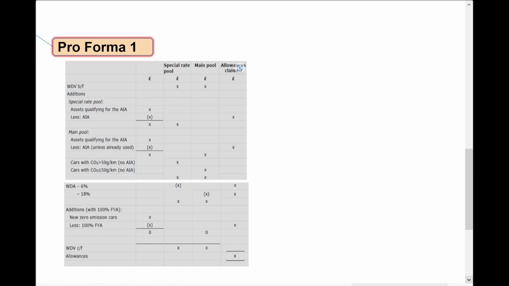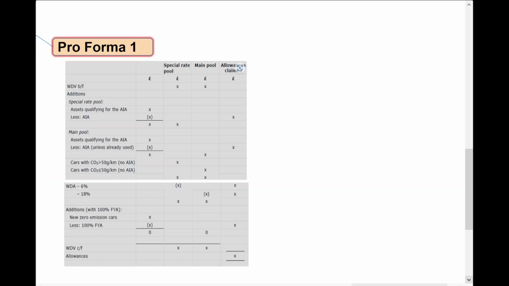So, some advice here. In terms of the setup first, we know that we've got three main allowances that come into play, as we saw up top: the writing down allowance, the AIA, and the first year allowance. Just looking at it on a simplified basis, let's note that we have a main pool, we have our allowances claimed right at the end, we have a special rate pool, and possibly some other pools as well. If you look at the more detailed pro forma 2, for example, private use assets.